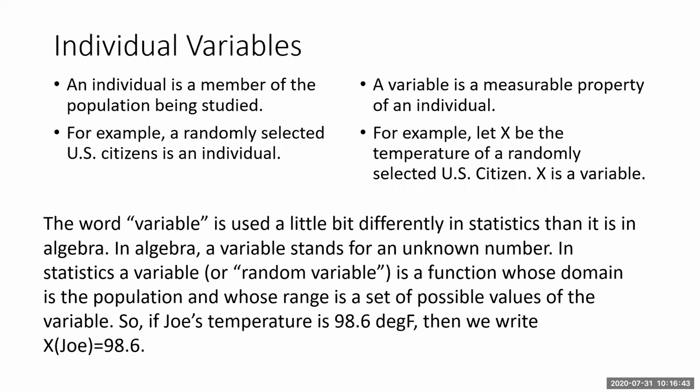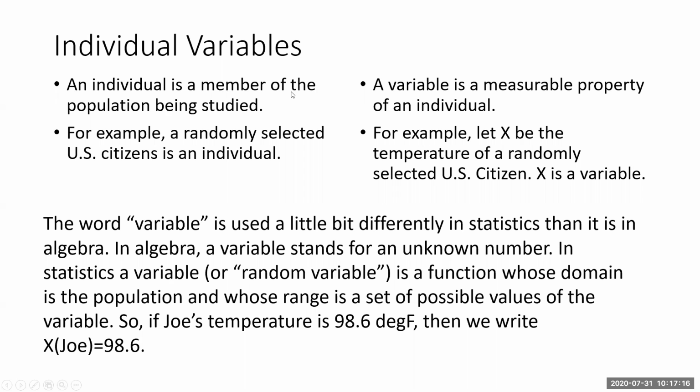The last two words are individual and variable. So an individual is just a member of the population being studied. So, for example, a randomly selected US citizen would be an individual in that population. The individuals don't have to be people. Population does not have to consist of people. Your population could be all the oak trees in a national forest. Each individual would be a tree.